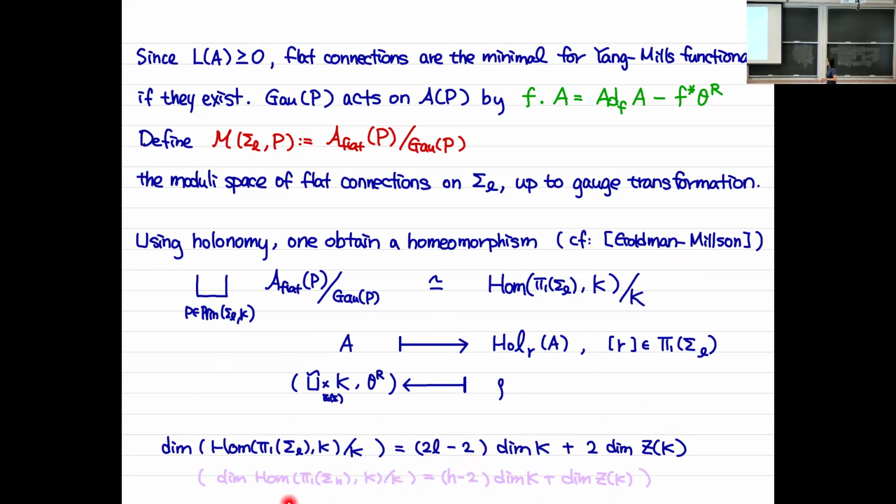This light purple part is about the non-orientable moduli space we will see later. The dimension is also easy to compute. It's just H minus 2 times the dimension of K plus the dimension of the center, where H represents the number of RP2's. Okay, we will see that later.